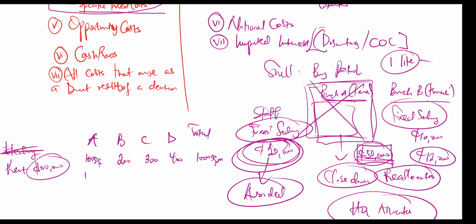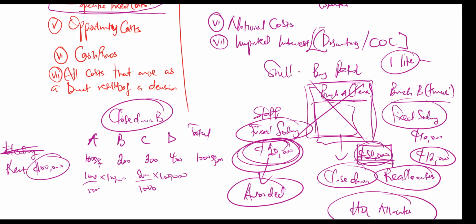We know that A will take 100 out of the 1,000 times 100,000. B will take 200 out of the 1,000 times the 100,000. True or false? Are you all following? It will be allocated to all of them because they're fixed cost. But what if we decide to close down B? When we close down B, still the same 100,000 will be shared for everyone.